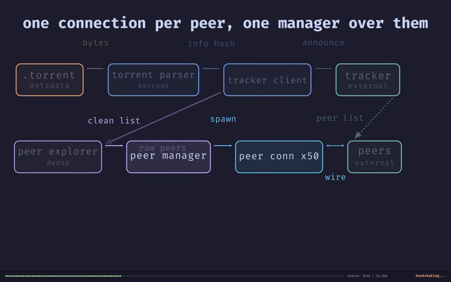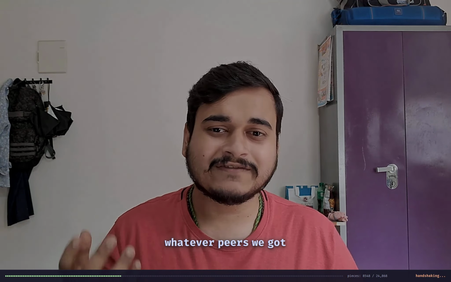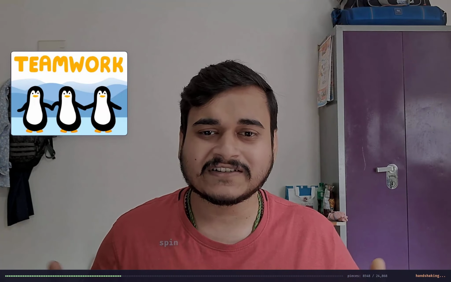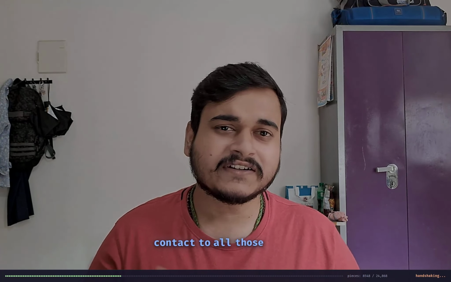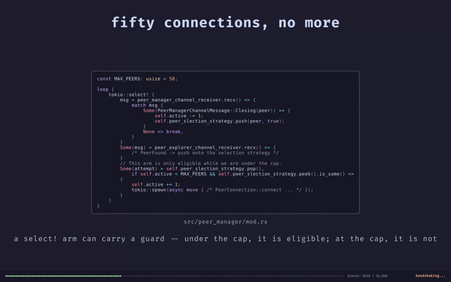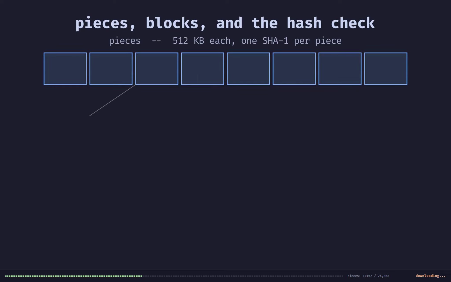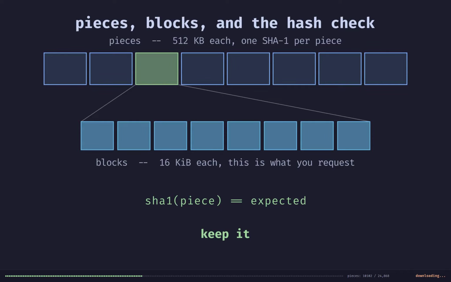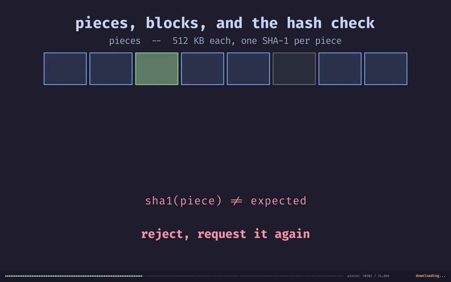Now the thing is, whatever peers we got, we will give it to peer manager. The peer manager will list whatever peers are available and spin up a peer connection, and that peer connection will contact all those peers. These peer connections will talk to peers and get the data out of them. The data is divided into the pieces, and then those pieces are divided into the blocks.